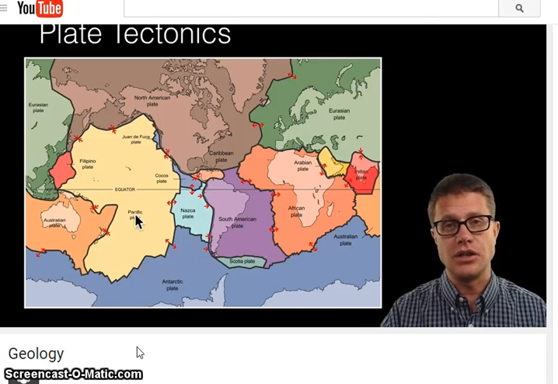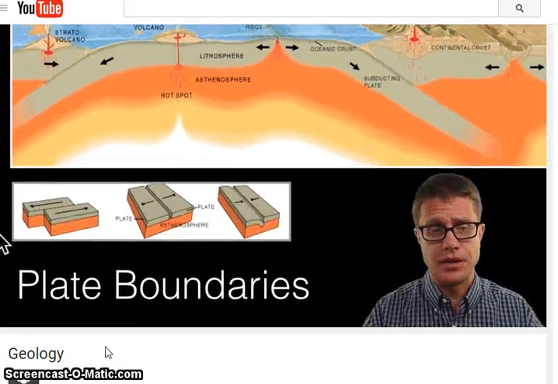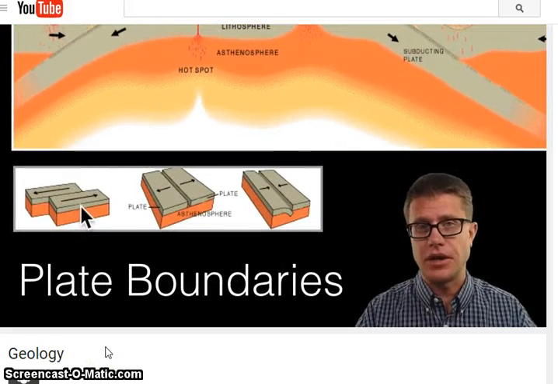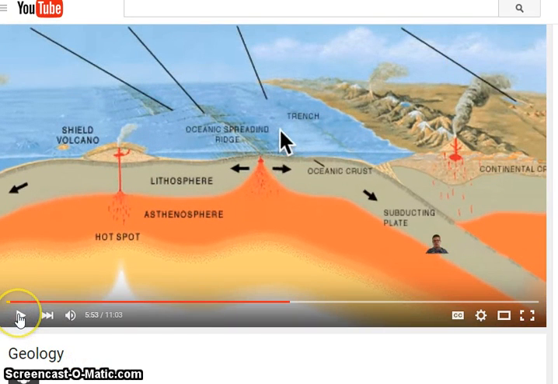You're probably familiar with Pangea, which was a time when all the continental plates had come together. So what happens when plates meet is that they can do one of three things. They can slide past one another in a transform boundary. They can move apart. We call that a diverging boundary. Or they could run into each other. That's converging.